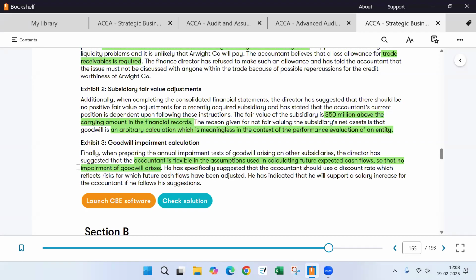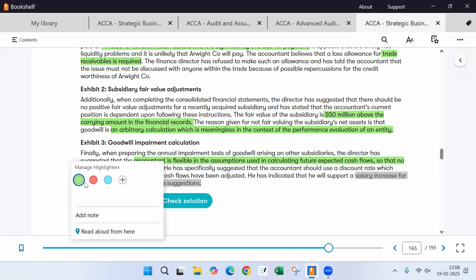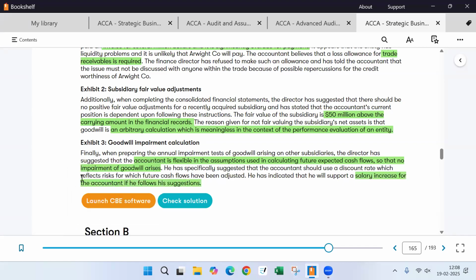Yes or no? And this involves professional judgment, because when calculating impairment, there are certain assumptions involved, isn't it? Right? So he specifically suggested that the accountant should use a discount rate that reflects the risk of the future cash flows having been adjusted. He indicated that he will support a salary increase for the accountant if he follows the suggestion. It is like bribing, isn't it? It is unethical treatment. Correct? Yes or no? So just for a salary increase, you cannot show inappropriate accounting, isn't it? Right? So that shows the management bias.